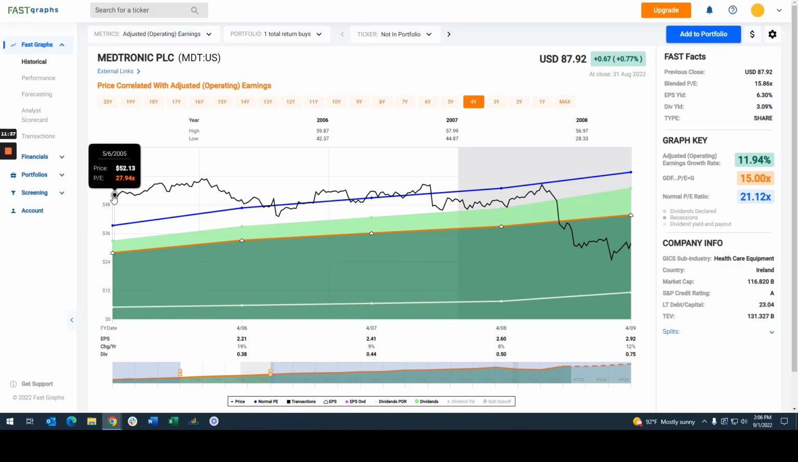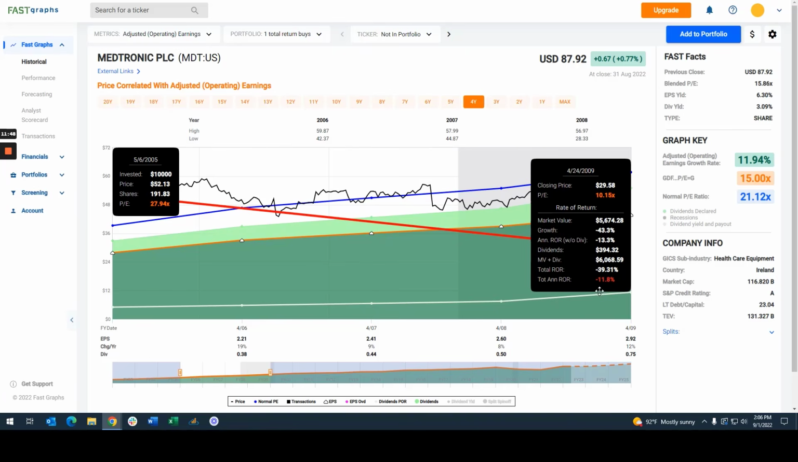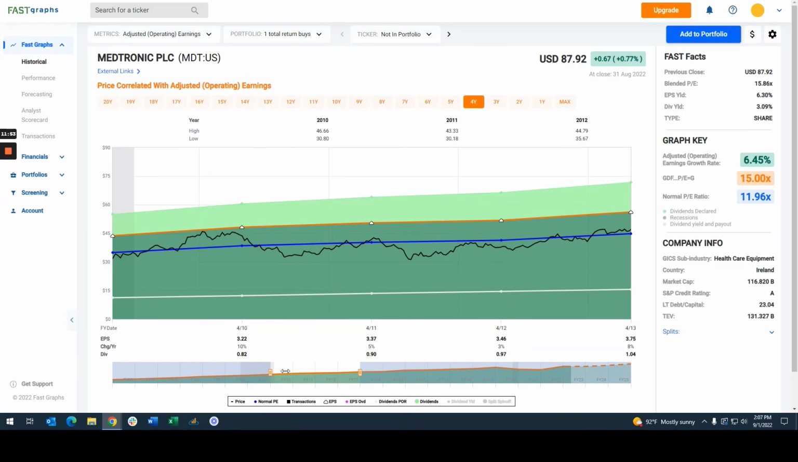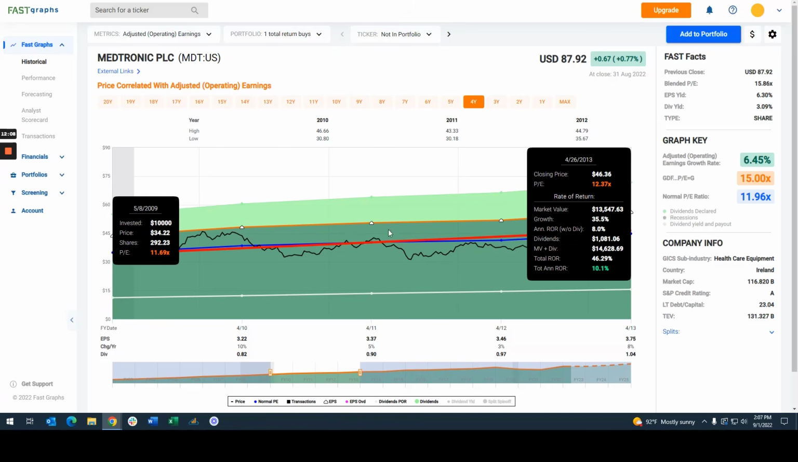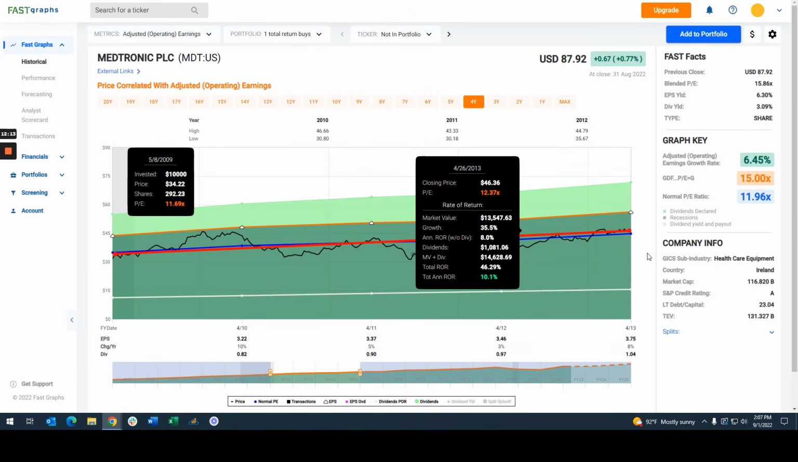Here's even a better example where the market was pricing this well above 21 times earnings, which was the normal PE for most of that period of time, but the stock ended up being very undervalued. You ended up getting an 11% rate of return. So you can use this tool. Now here, it's interesting. It started out at 11 PE. Theoretically, it should be 15, but the growth rate was 6.45%. And you're going to get a calculation here that's going to be very close to that growth rate, just slightly adjusted because of the fact that the stock was slightly undervalued here and slightly overvalued here.